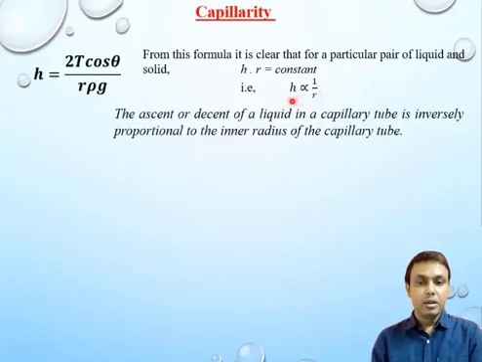So we may write that the ascent or descent of a liquid in a capillary tube is inversely proportional to the inner radius of the capillary tube. অর্থাৎ তরলের আরোহণ বা অবরোহণ কোনো টিউবের মধ্যে টিউবের ব্যাসার্ধের সাথে ব্যস্তানুপাতে পরিবর্তিত হয়। This is Jurin's law.